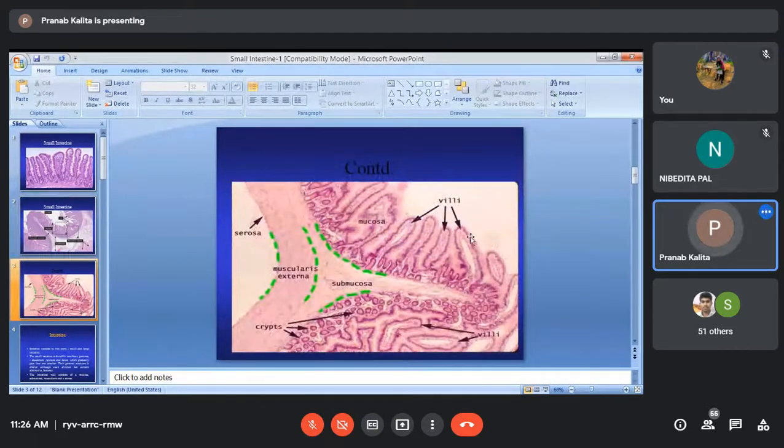Here you can see the villi, the mucosa, the submucosa. This is the apical part of the villi, the apical surface at the top, and the base. At the bases of the villi, you will find certain glands, and these glands are simply called the crypts, or crypts of Lieberkühn. So let us go to the description part of this.